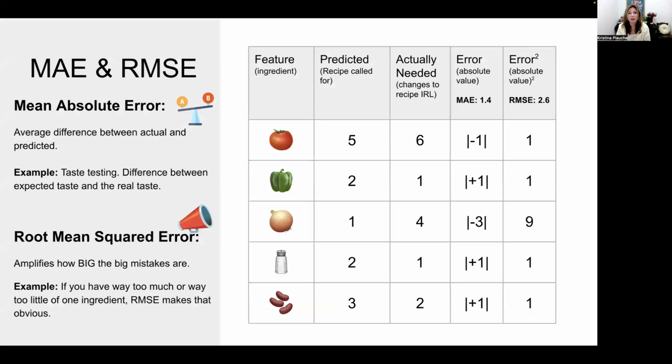All right, now let's talk about errors, or rather the difference between what you predicted and what actually happened. So these are tricky to understand. I hope this helps. Think of the mean absolute error, MAE, as a taste test.